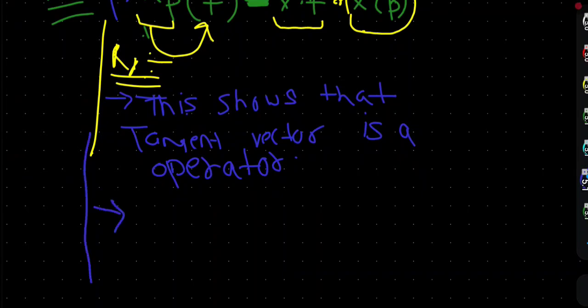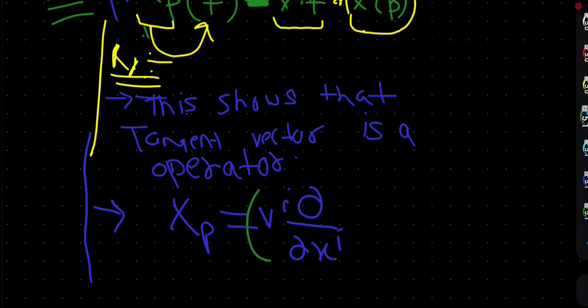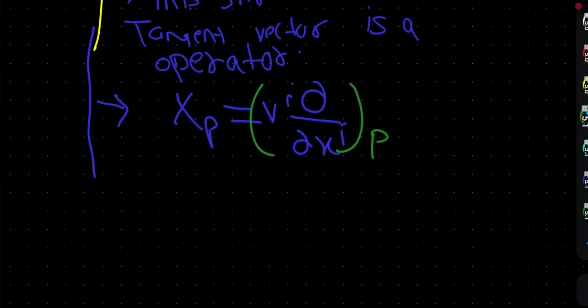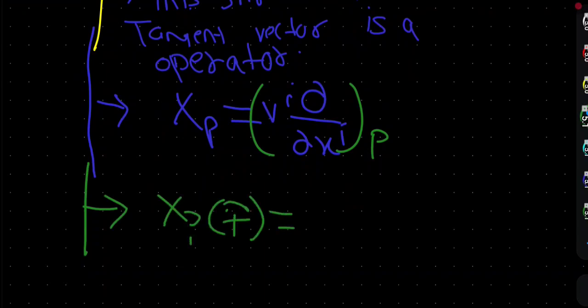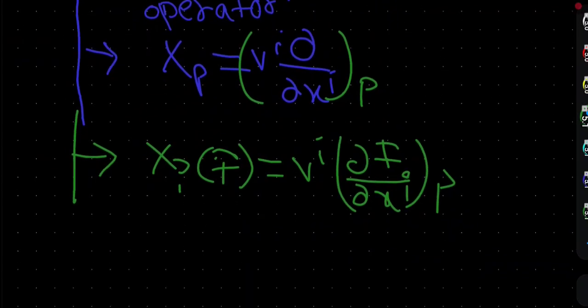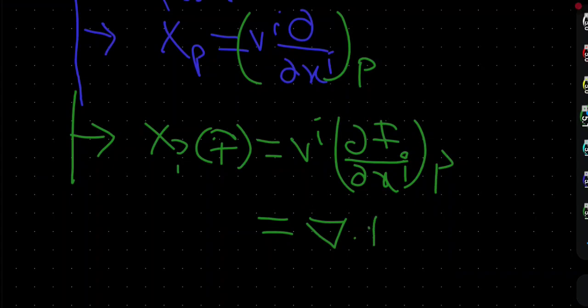The representation is that the tangent vector at P is defined as v^i ∂/∂x^i at point P. As you can see, it is represented in the form of a derivative. Third point: when you apply it to the function, it is equal to v^i ∂f/∂x^i at P, which is exactly equal to the directional derivative of that particular function in the direction of the tangent vector at P. This is a very useful result.